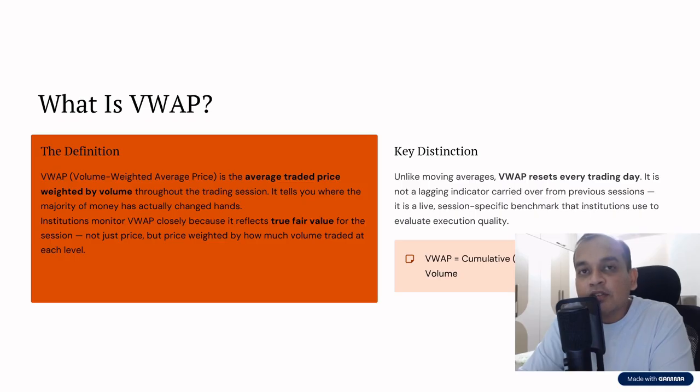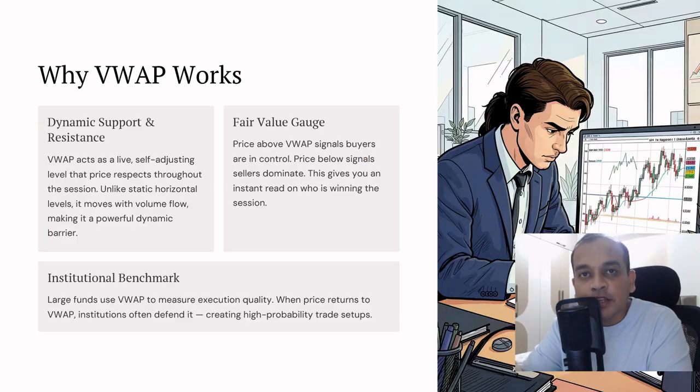Now, what is the key distinction between a moving average and VWAP? VWAP is dynamic in nature and resets every trading day. It is not a lagging indicator carried over from previous sessions. It is a live, session-specific benchmark that institutions use to evaluate execution quality. VWAP takes the cumulative price times volume, divided by the cumulative volume. You don't have to learn the formula, but let me give it to you.